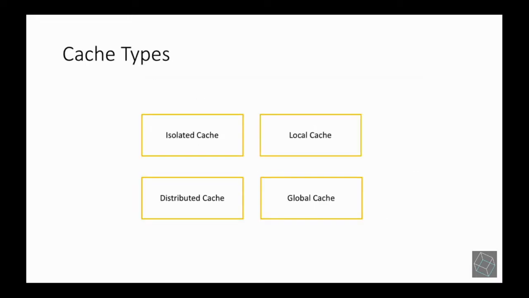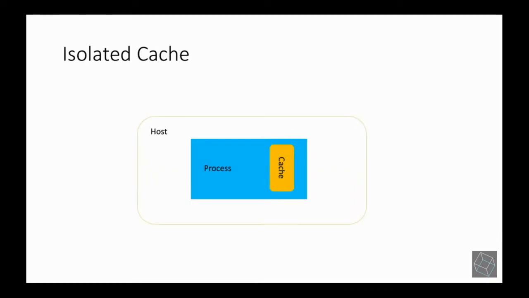Now, there are mainly four types of caches that a user can use to improve the performance of an application. Let's go one by one. The first type of cache is called isolated cache. It is called isolated cache because the process has isolated that cache within itself.